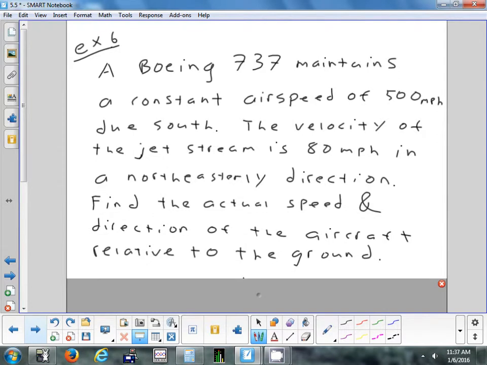Okay, I want to find the speed and direction of the aircraft relative to the ground. Wait, it's blowing northeast. Yep, the wind is blowing northeast. Sometimes you might hear on the news, there's a wind from the southwest. If the wind is blowing from the southwest, it means it's going towards the northeast. I think it's confusing to say it that way.